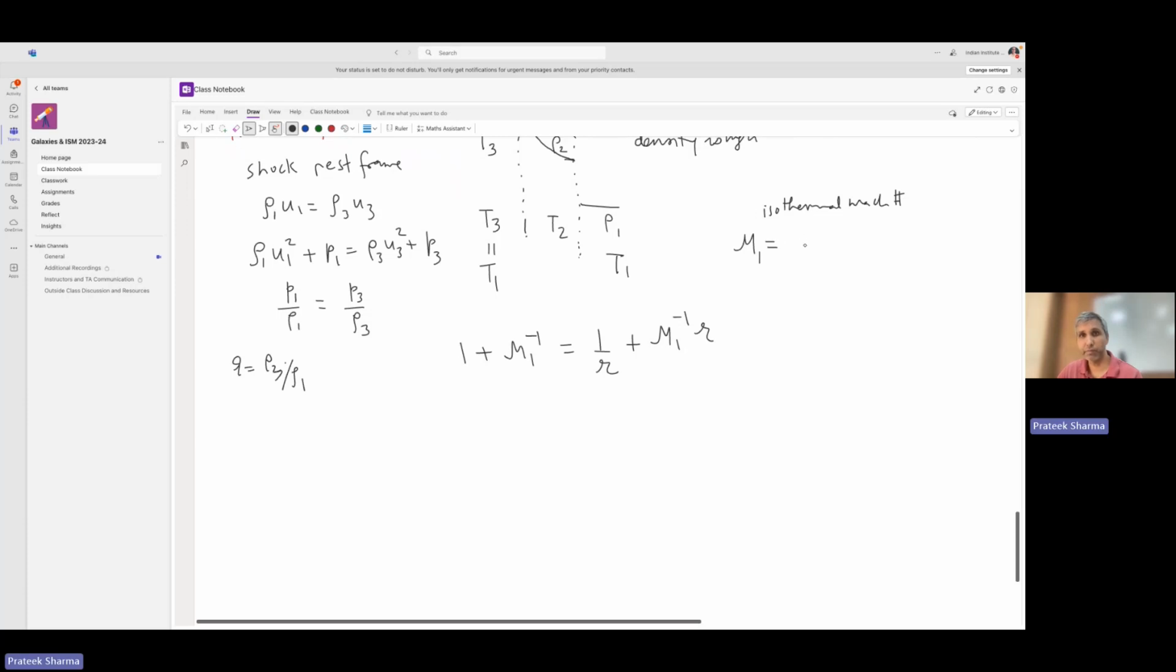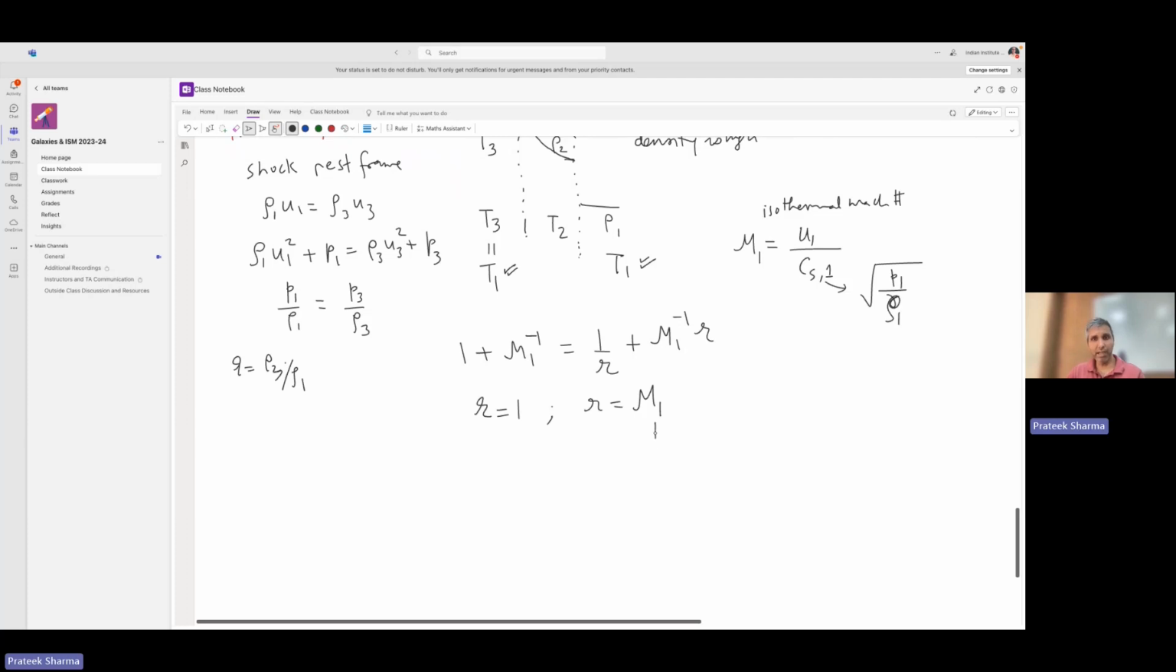And this is just u1 by c_s1, and this is the isothermal sound speed. This is the square root of P1/ρ1. So gamma is 1, basically. For isothermal sound speed, gamma is 1. And the isothermal is the relevant speed because T3 is equal to T1. So this is the quadratic equation that you get. If you solve it, it's trivial. So you either get R equal to 1, which is the trivial solution. That just gives you ρ3 equals ρ1 and u3 equals u1, and everything is happily satisfied. The other solution, which is the non-trivial solution, is R equal to M1².